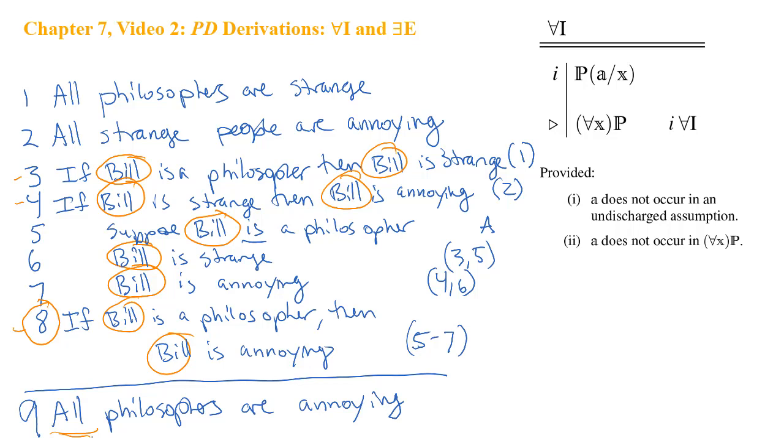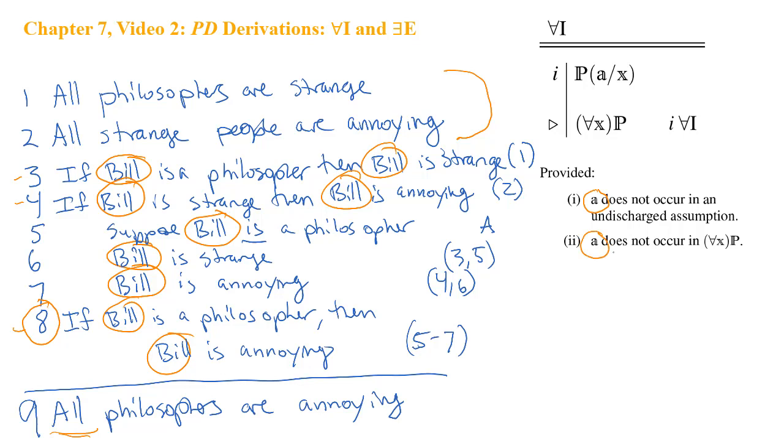Now let's see how this works with respect to the rule. First of all, take a look at the restrictions. The constant in the English version of this argument is Bill. And what are our undischarged assumptions? Those would be the initial premises or primary assumptions. Bill does not appear in those.